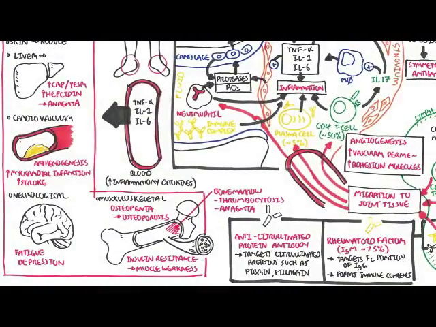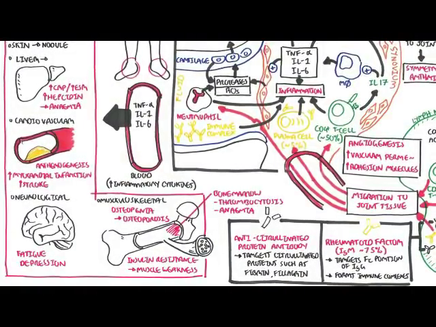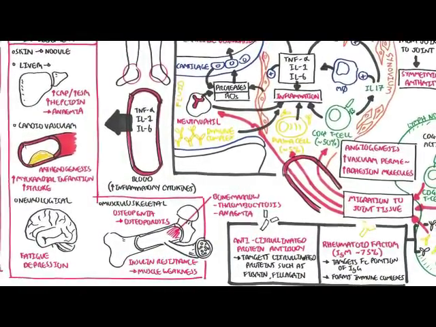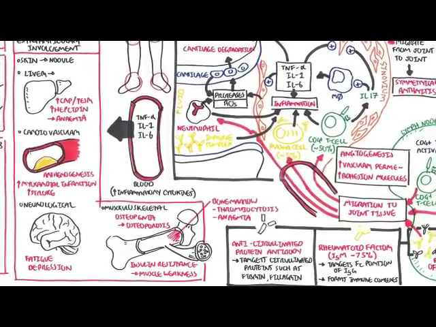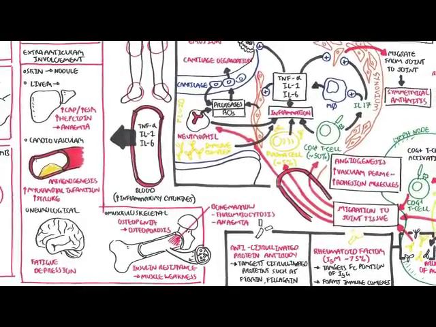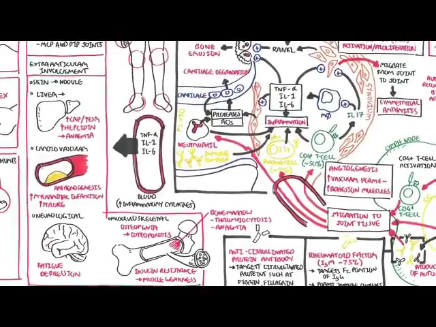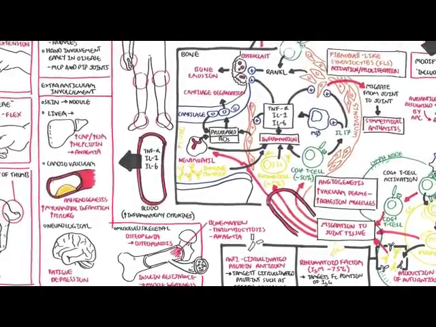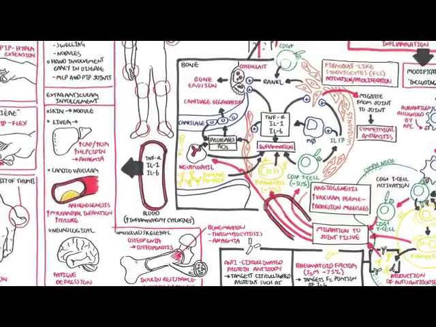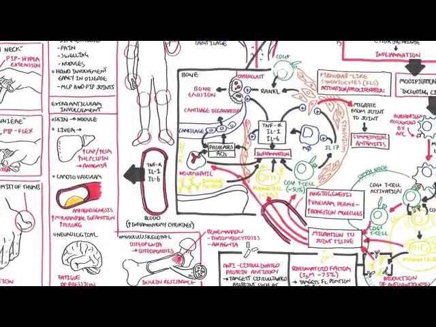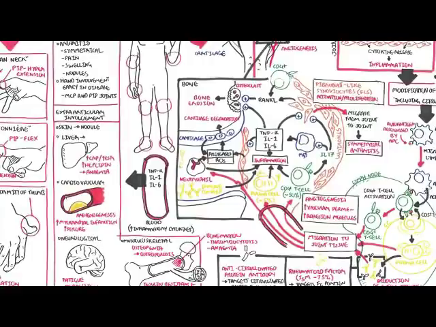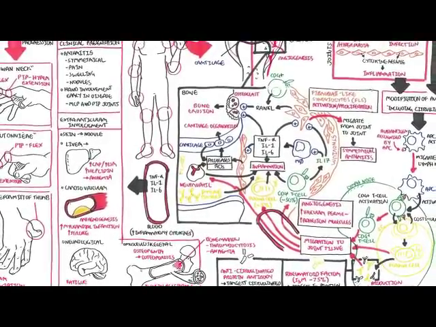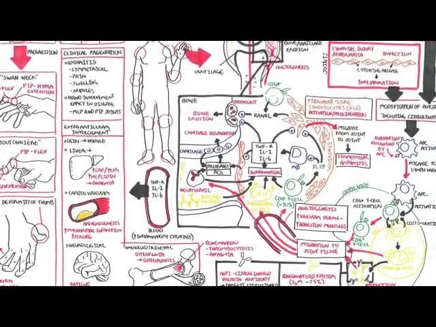So I hope that made sense. So those are the extra-articular involvement of rheumatoid arthritis. You also have lung involvement, such as pleural effusion and lung infection. But this can be attributed to the treatment used for rheumatoid arthritis, which involves glucocorticoids. And as we know, glucocorticoids suppress the immune system.